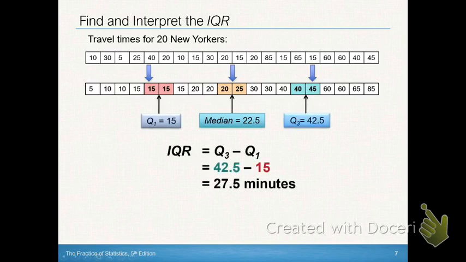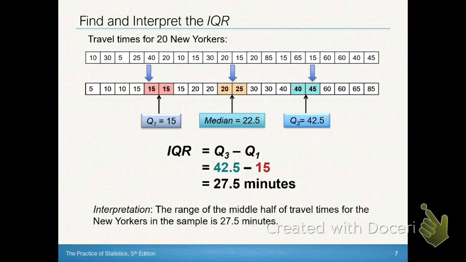That gives us the calculations we need to find our IQR. We do Q3 minus Q1 to get our IQR. Now, in terms of what the IQR gives you, it gives you the range of the middle 50% of the data. You might remember range from a previous course. Range is the largest number minus the smallest number. So for this set of data, the range would be 85 minus 5, which is 80. The IQR gives you the range of the middle half of the data. So the 10 values in the middle have a range of 42.5 minus 15, which is 27.5.